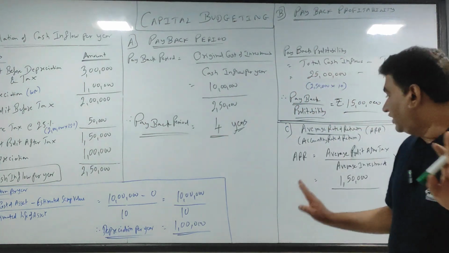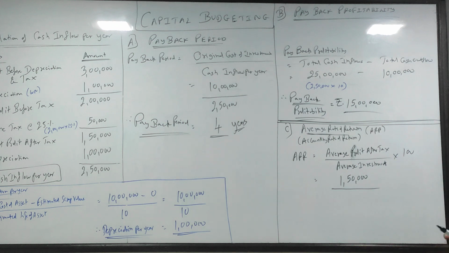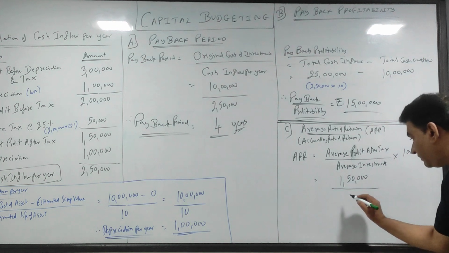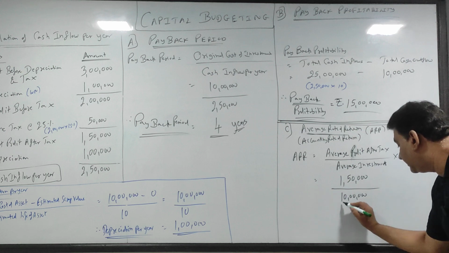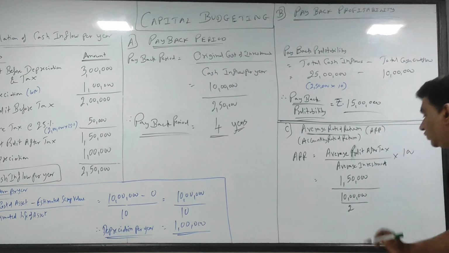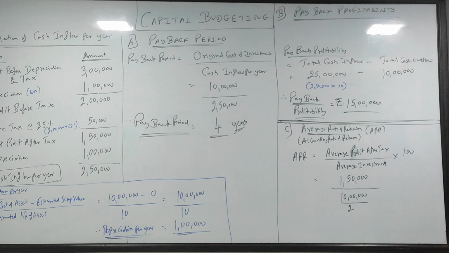But we will not write that to avoid confusion. I'll show you the logic. For me, it will be the cost of investment divided by 2. Why divide by 2? Let me first calculate this, then I'll show you the logic.